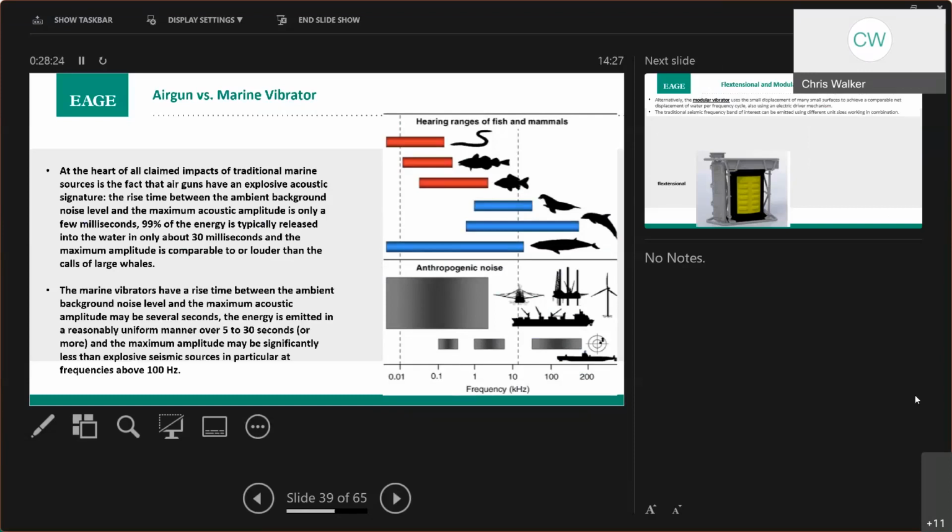So the rise time on marine vibrators is usually several seconds. The energy is transmitted over a long period of time, 10, 15, even up to 30 seconds. And although the maximum amplitude is much less, after correlation, you get very good data. Next slide, please.